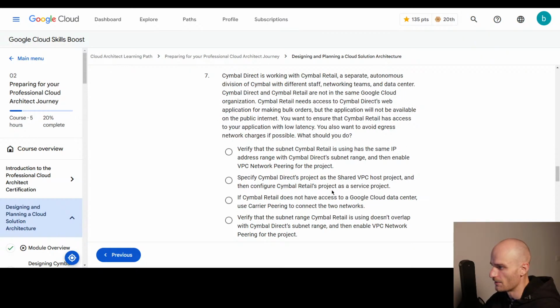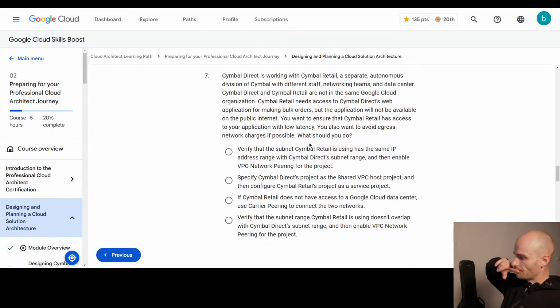Symbol Direct is working with Symbol Retail as a separate autonomous division of Symbol with different staff, networking teams, and data centers. Symbol Direct and Symbol Retail are not in the same Google Cloud organization. Symbol Retail needs access to Symbol Direct's web application for making bulk orders, but the application will not be available on the public internet. You want to ensure that Symbol Retail has access to your application with low latency. You also want to avoid egress network charges if possible. What should you do?